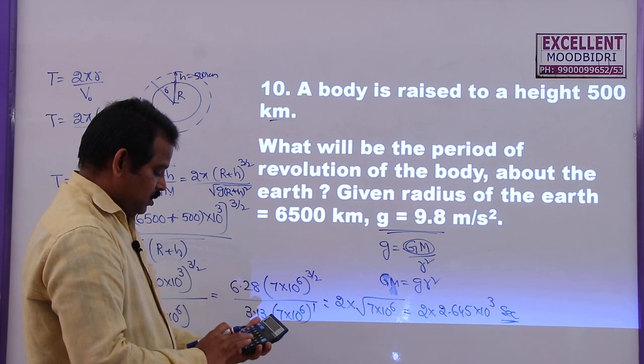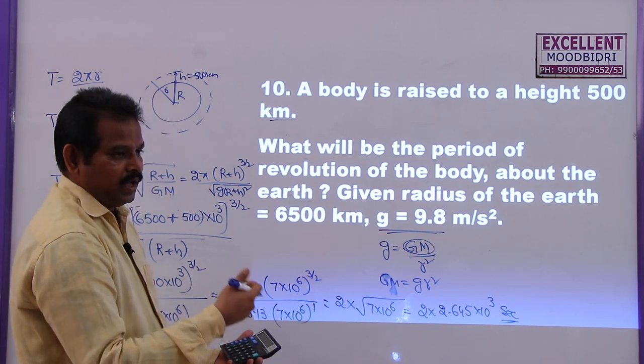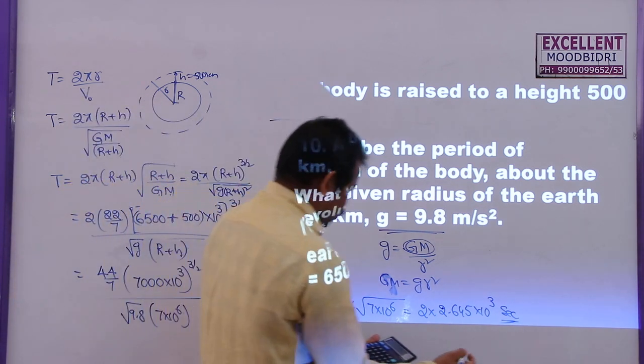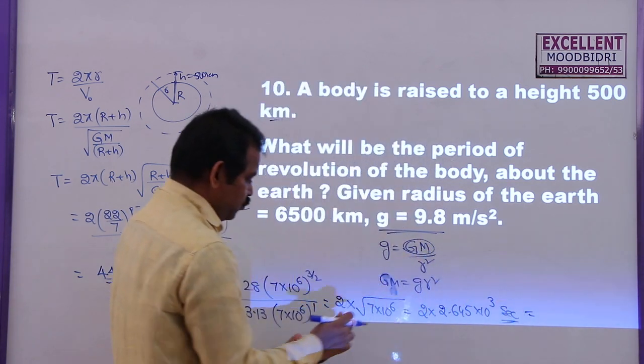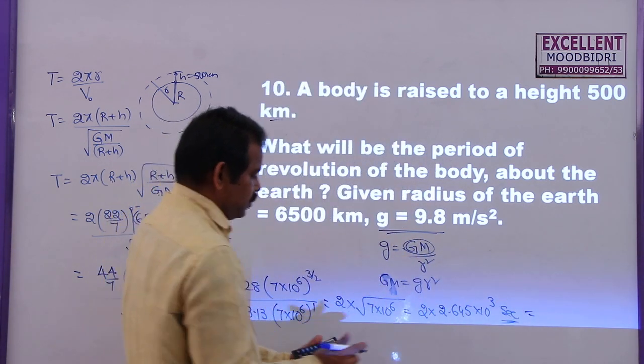But sometimes it is better to convert this into hours or minutes. So first let me convert this into this one. This is 2.6 into 2, this is 5.29.